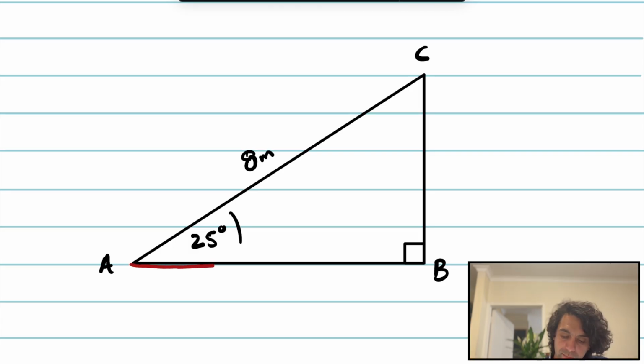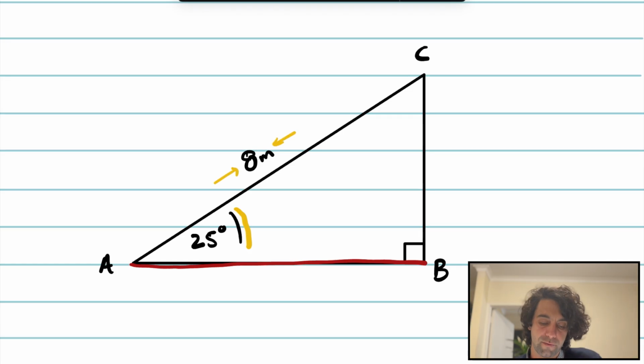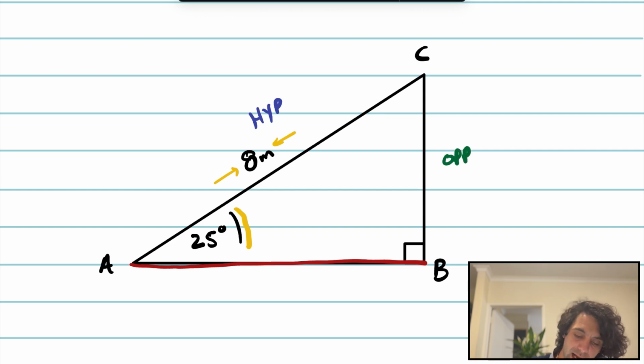They're asking me for AB. So I know I'm going to need to find this line. Let's quickly look at what they've given me. They've given me this angle of 25 degrees, and this 8 meters over here. From my reference angle, I know that this is my hypotenuse, this is my opposite, and this is my adjacent. Can you see that?